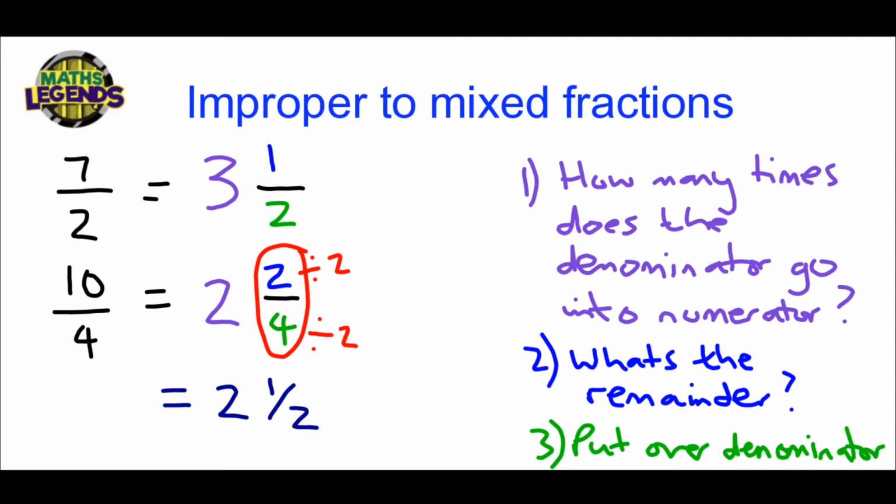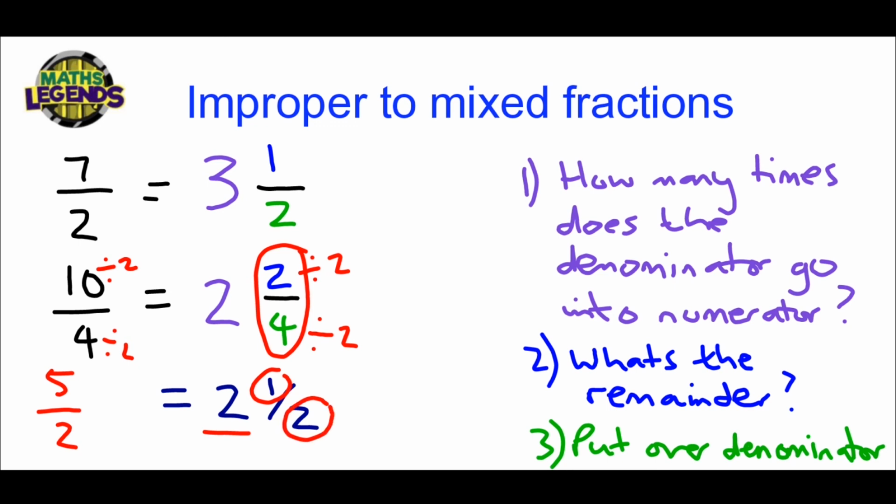Notice we could have made our lives easier if we simplified at the beginning. So we could have simplified this by 2 and this one by 2. And that would have given us 5 over 2. And again, even if we use our rules on this, we still get the same answer, because 2 goes into 5 twice. You have 1 left over and the denominator is 2.